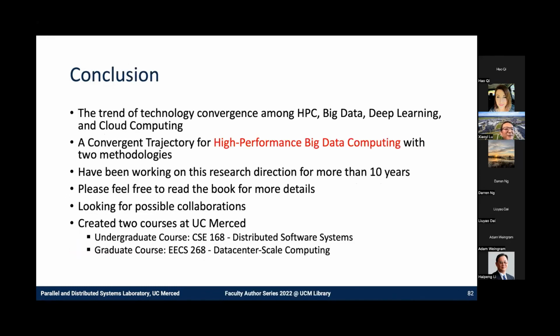Okay, let me conclude my talk. Overall, I just want to tell you that the trend of this convergence is happening in different communities. And what my research is trying to do is propose different solutions to make this convergent trajectory happen, so that we can achieve high-performance big data computing more quickly, or easier at least. My team and myself have been working on this area for more than 10 years.